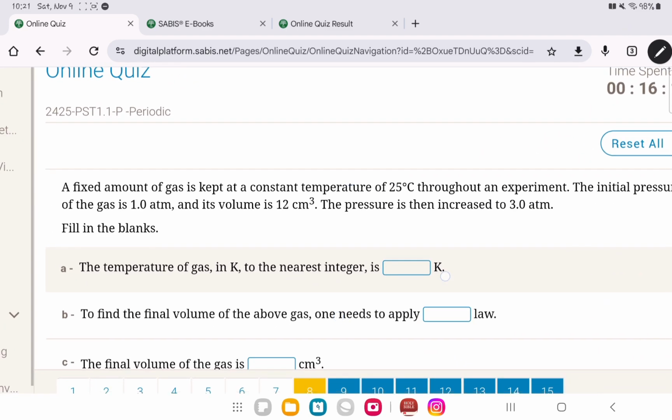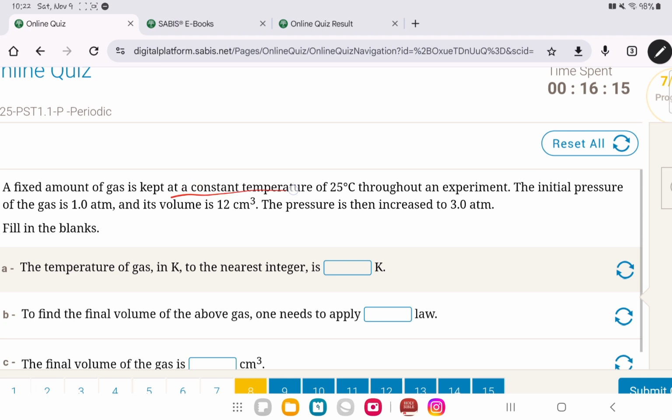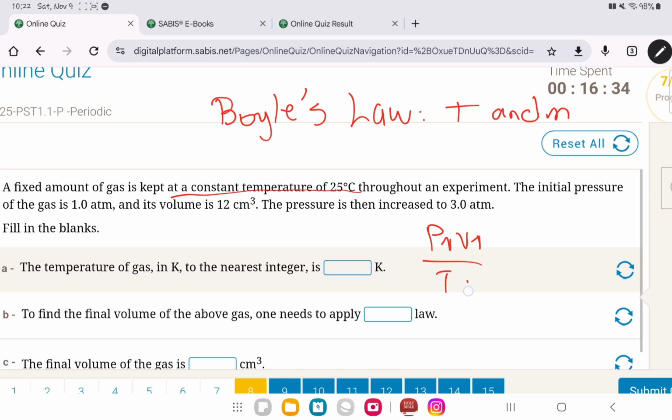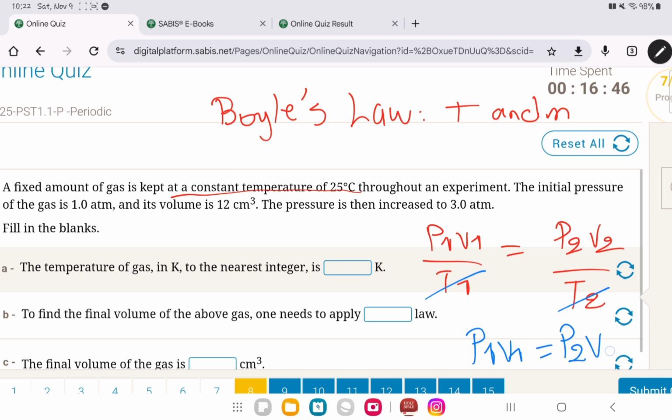Okay, a fixed amount of gas is kept at a constant temperature. We said constant temperature is Boyle's law. Boyle's law, what is constant? It is the temperature and the mass. Okay, since the temperature and mass are constant, if we apply the formula P1V1 over T1 equals P2V2 over T2, we know that the temperature is constant, so we cross out the temperature, and we get P1V1 equals P2V2. So this is our formula.